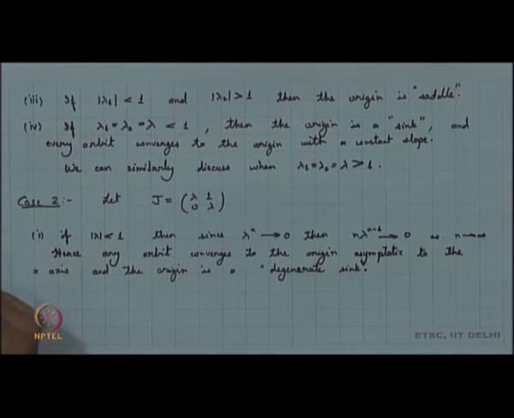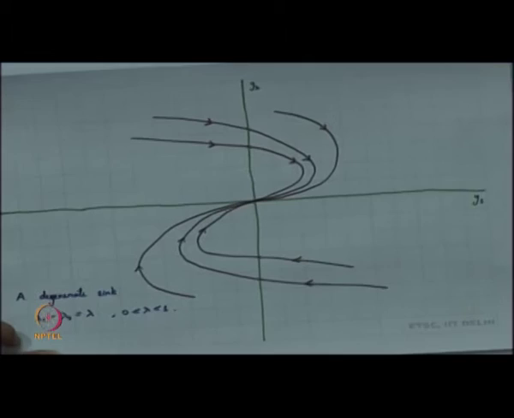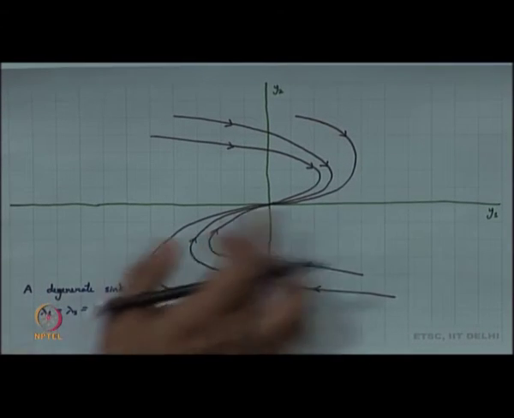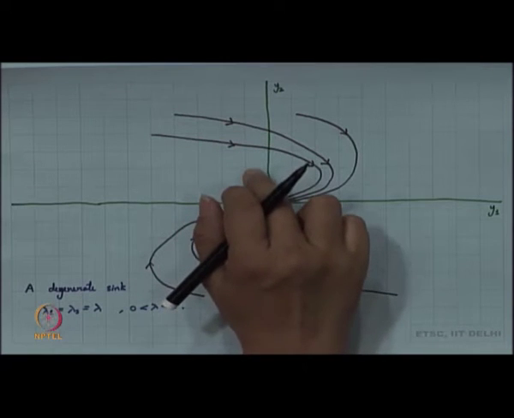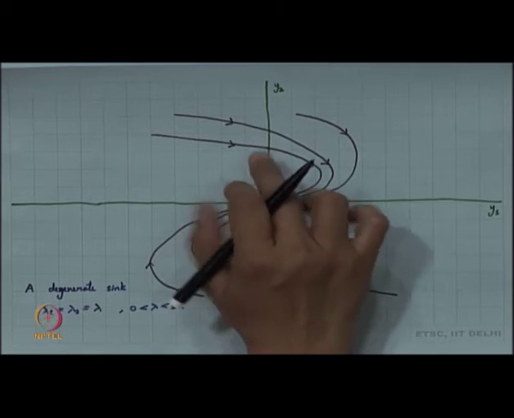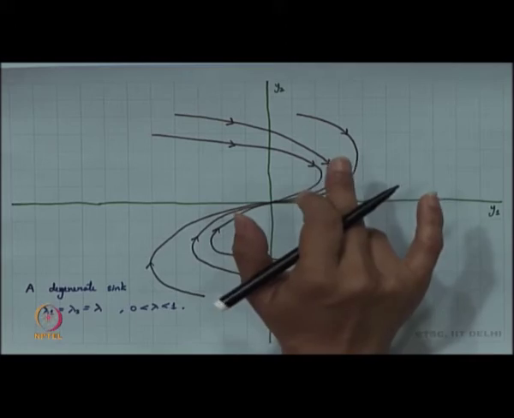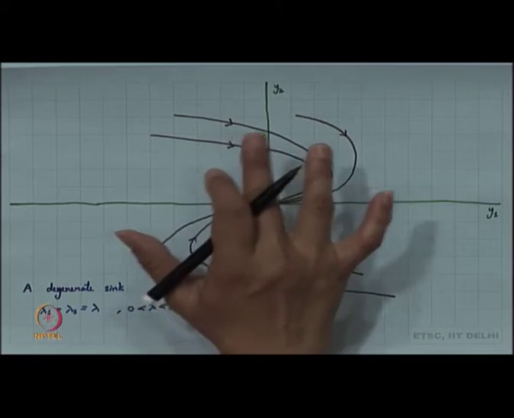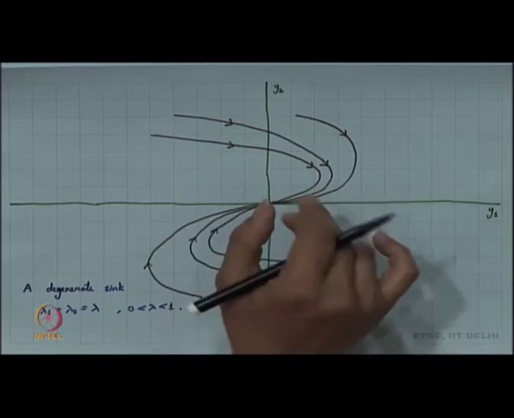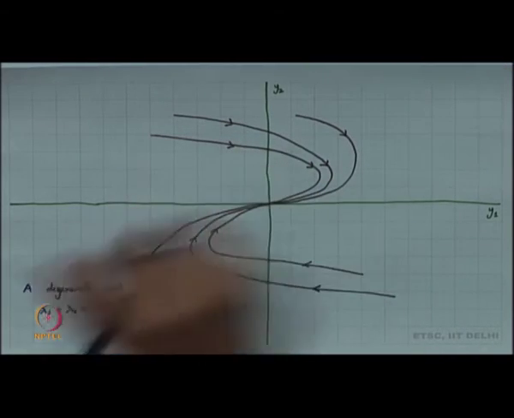So, what do we mean by saying that it is a degenerate sink? Let us look into the picture. I have this y1 here, right. Now, y2 is no longer an eigenvector. We have a generalized eigenvector which depends on y1. So, y1 is an eigenvector, y2 is no longer an eigenvector, and we have a generalized eigenvector depending on this part.